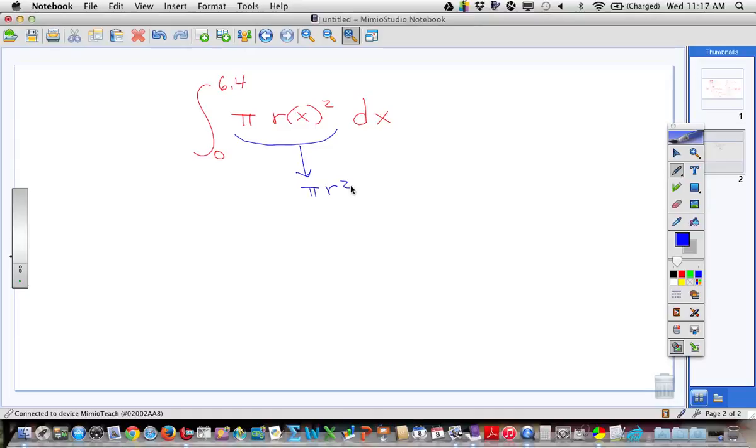Well, you know what? We've seen that before. When we do our integrals and we have miles per hour, and the dx is the hours, it gives us miles. So why does this give us volume? It's because this part is area, and this part is thickness. Think about what gives you volume.